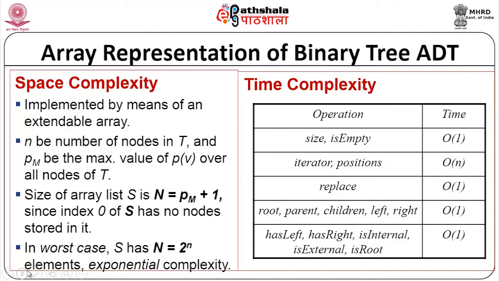N is the number of nodes in T, and P of V is the maximum value over all nodes of T. The size of the array will be P of M plus 1, and since 0 has no nodes stored in it, in the worst case it will be 2 to the power n. For time complexity, size and is empty are O(1), while iterator and positions are O(n) because you have to go through the complete array. Replace is O(1), and all other operations, root, parent, children, left, right, has right, is internal, is external, is root, are O(1). The only problem is that the array size is very large.